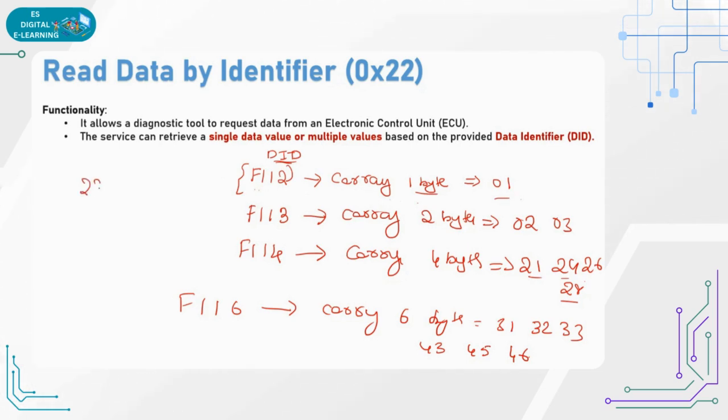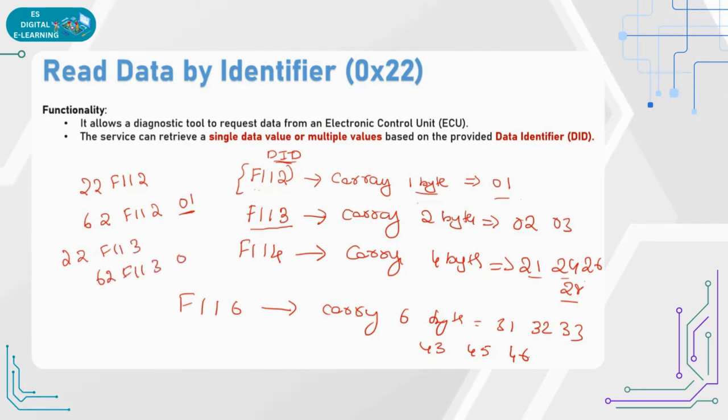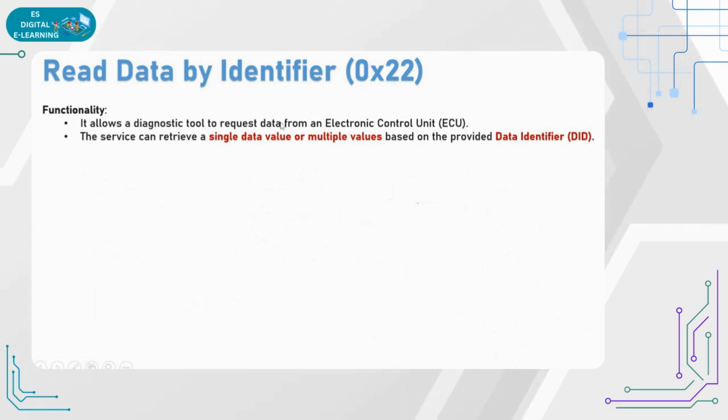If I give 22 F112, I will get a response of 62 F112 and the data. Similarly, I need to know what data the DID is carrying here. If I read 22 F113, I will get a response of F113 and 02 03. This is the data I am getting. Whatever services we use, we can read single or multiple values, depending upon the identifier.